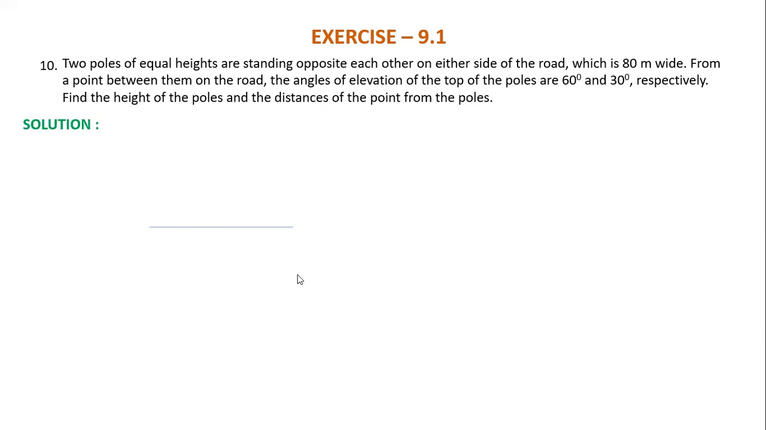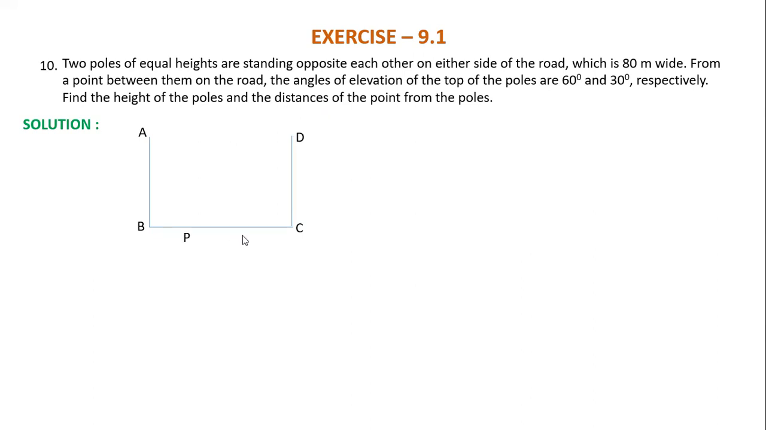This is the road, 80 meters. There is a pole here, and there is another pole at this end. CD is the second pole. So both these poles are of the same height. Two poles of equal height.